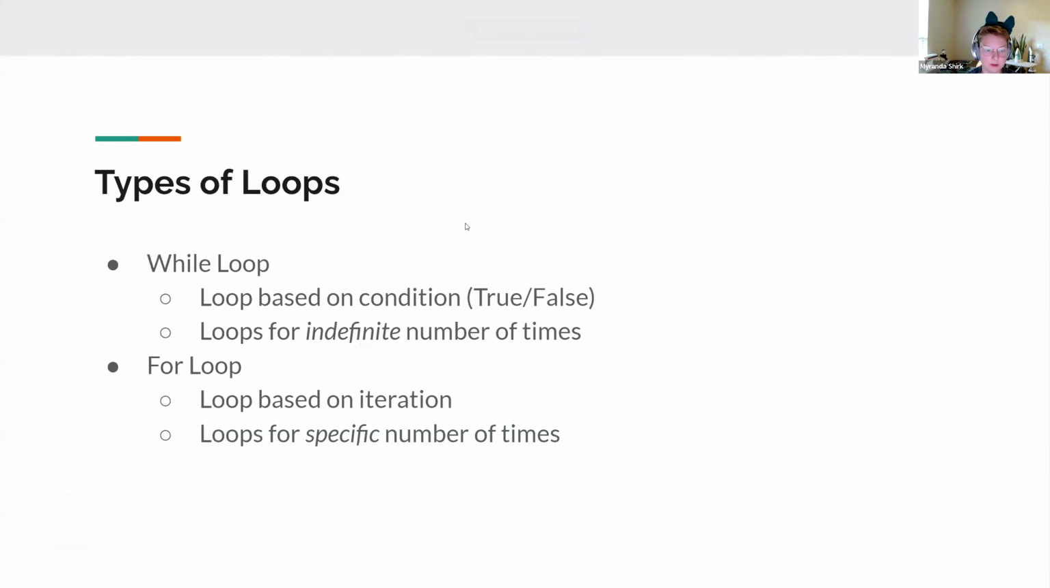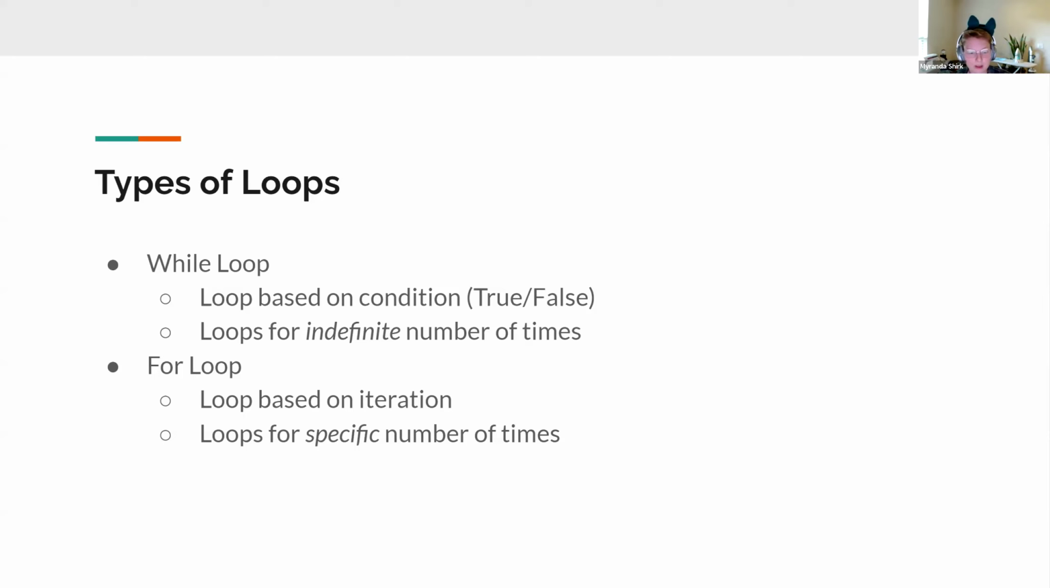So let's talk about types of loops. I don't remember if the video talked about both while and for loops, but we're going to go over both. A while loop is based on a condition, just like our if statements. A while loop is based on a condition, true or false, and it loops for an indefinite number of times. If that condition is true, it will repeat the code. It evaluates the condition again, and if it's true, it repeats the code, again and again until that condition is false. We'll look at that in detail.